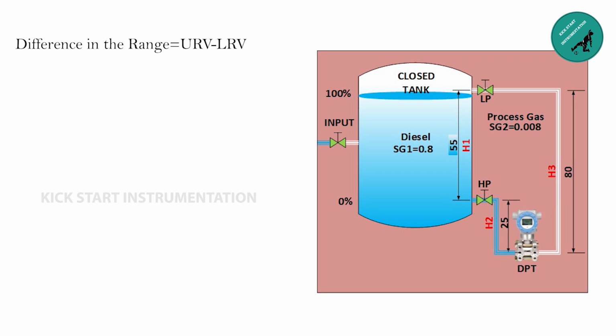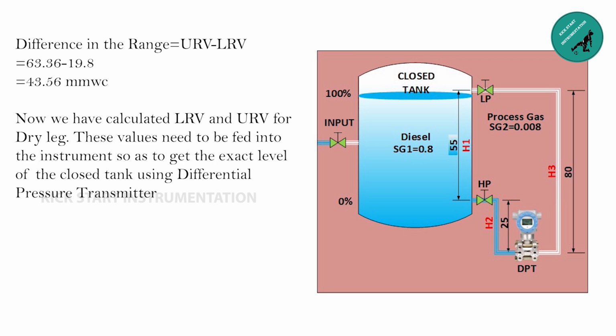Difference in the range is equal to URV minus LRV, equal to 63.36 minus 19.8, which is equal to 43.56 mmWc. Now we have calculated LRV and URV for dry leg. These values need to be fed into the instrument so as to get the exact level of the closed tank using differential pressure transmitter.